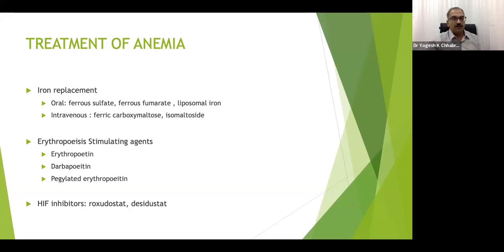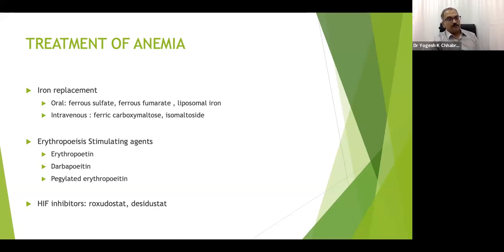If we are talking about anemia, iron replacement remains the foremost thing. Specifically if the patient is non-dialysis dependent, oral replacement can be done with ferrous sulfate or ferrous fumarate. But with the advent of liposomal iron, giving oral iron is very easy. It has shown good bioavailability, less gastrointestinal side effects and good tolerance.